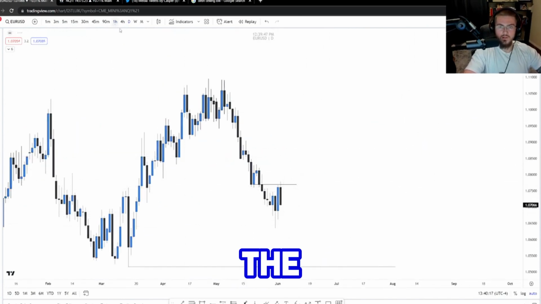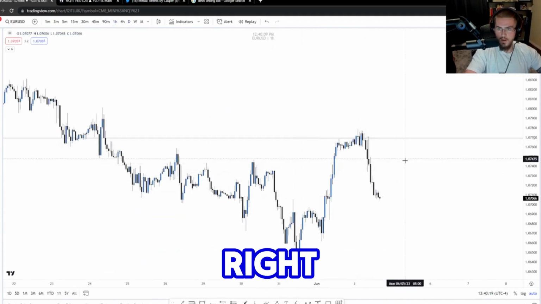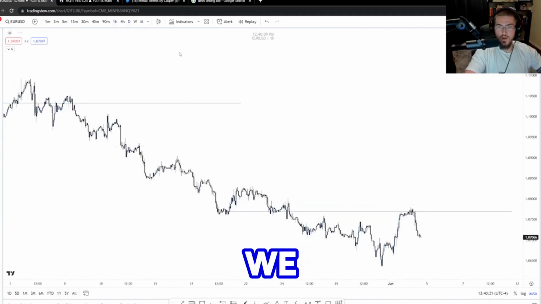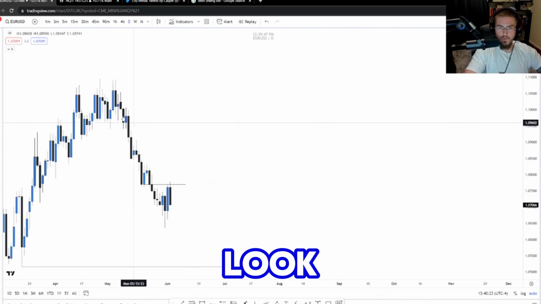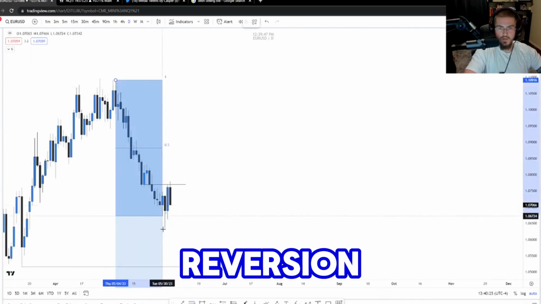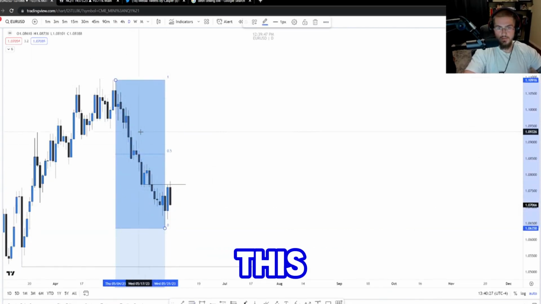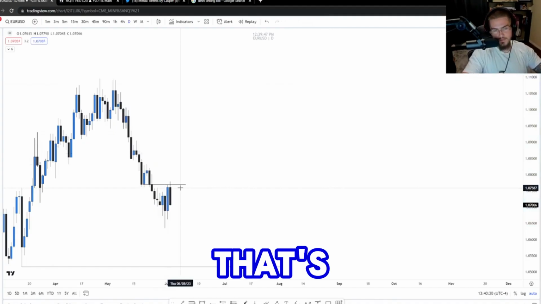But now, if the 1 hour starts to shift up aggressively, right, and we do not see this followed through, I would look for potential reversion up to more of a premium of this little move down. That's not here yet.